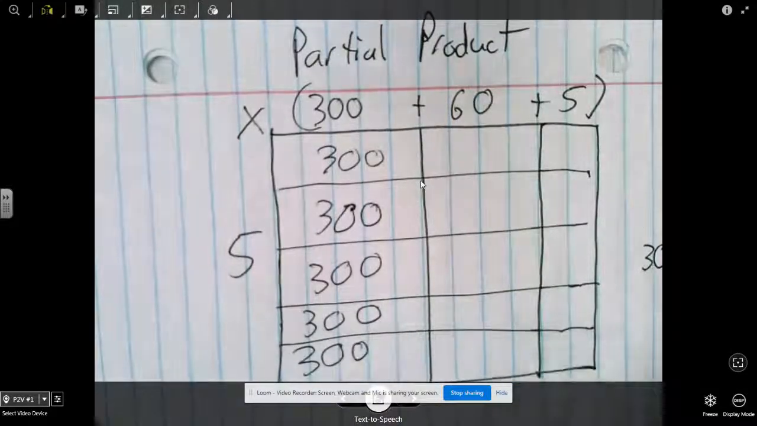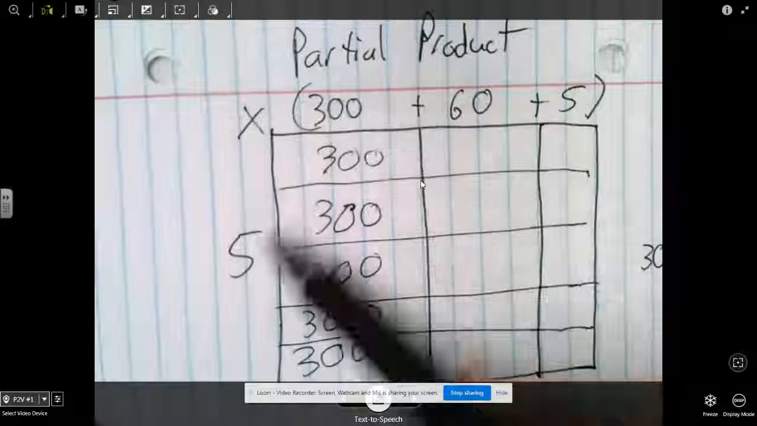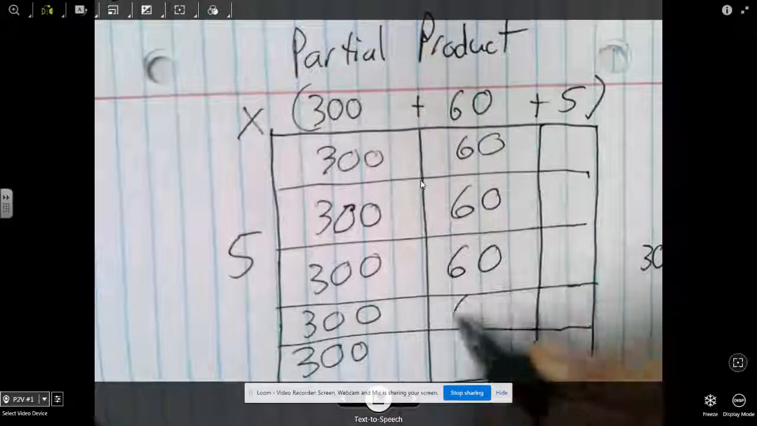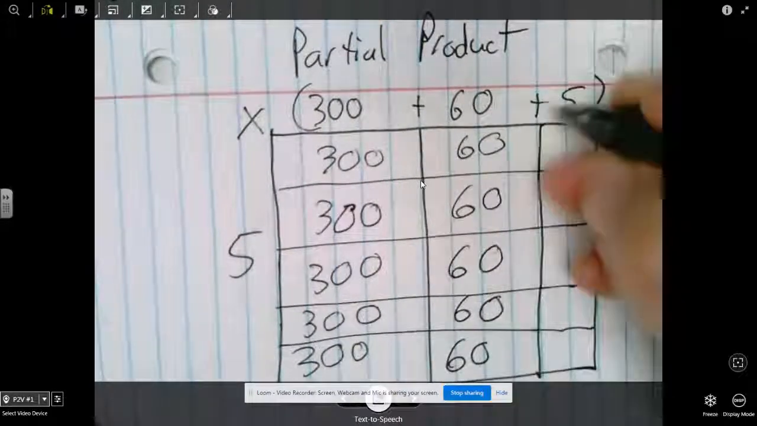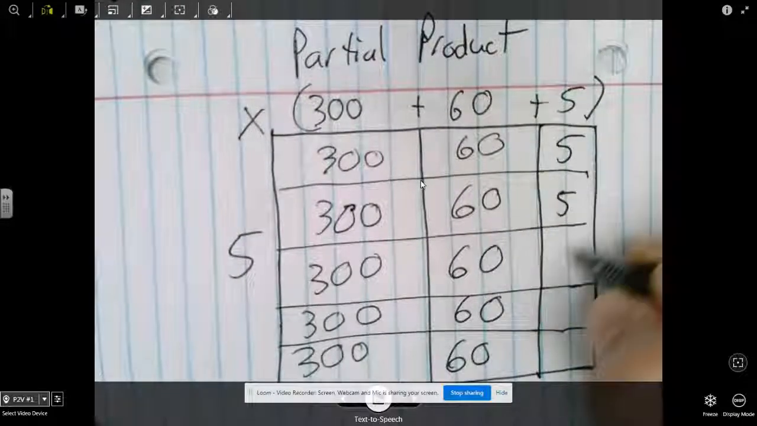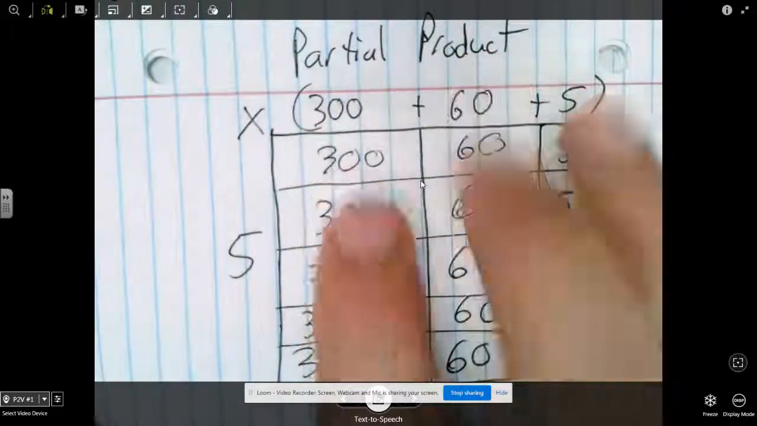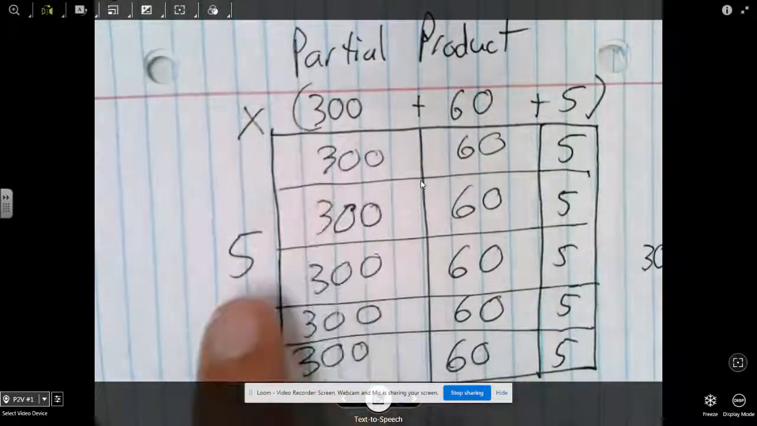Because in multiplication, I'm literally having this number that many times. This section's really 60. And this section is really 5, which I have 5 times. So whenever I'm showing partial products, really I'm thinking that I have this top number that many times.